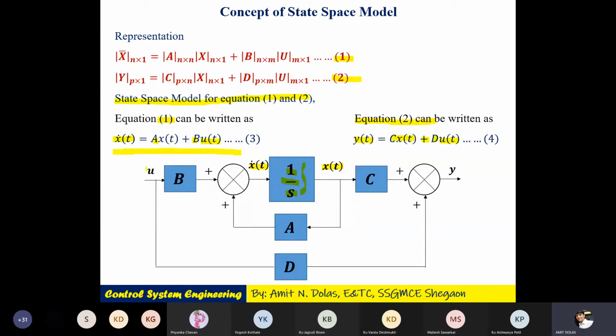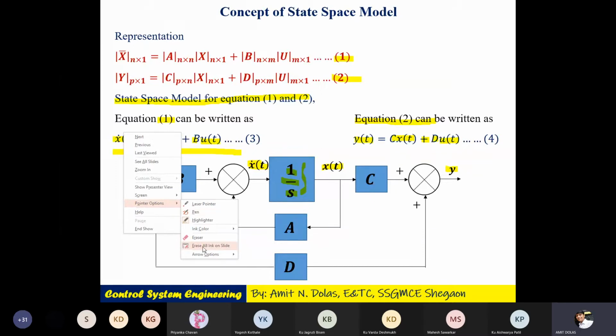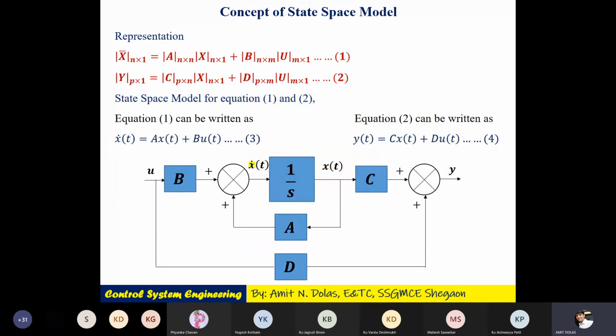You can see here u. Let's see what is y and what is x dot of t. First of all, we'll see what is x dot of t. x dot of t is nothing but A into x of t. Here is x of t into A. So here the signal will be A into x of t plus B into u of t. So this is u of t and this is B. Combined together, it is x dot of t.